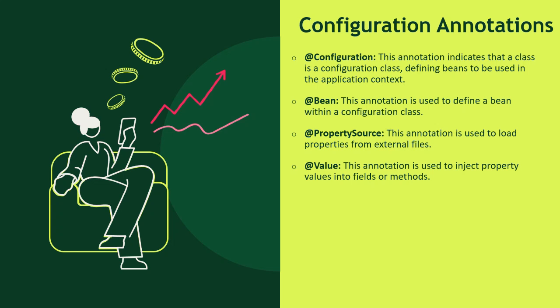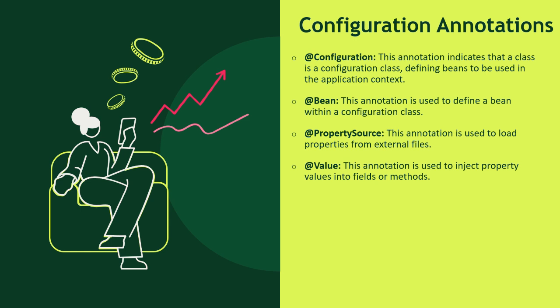Next, we are going to look into the configuration annotations. These are configuration annotations which are required when you are defining a bean, or trying to read some external property values from application.properties or a different property file. You're trying to map some values to certain attributes in a class. We'll be using this configuration.